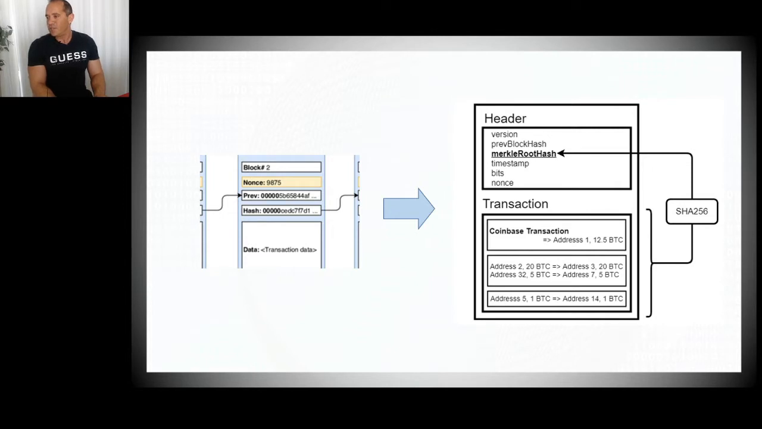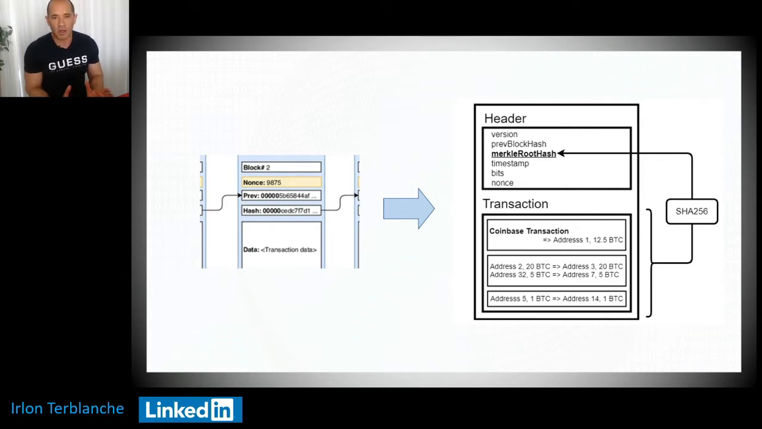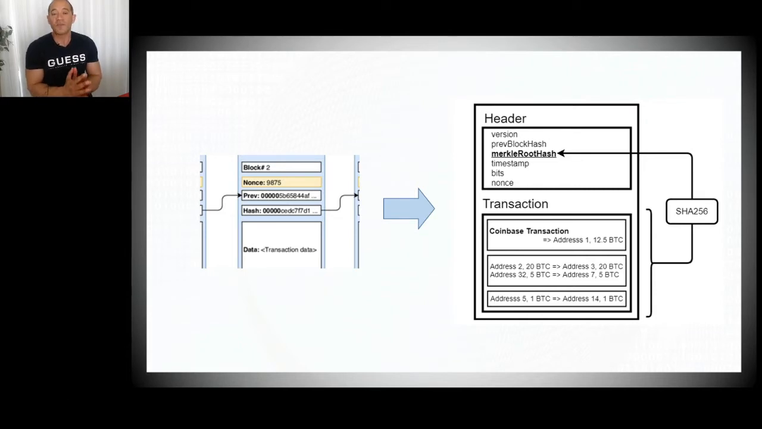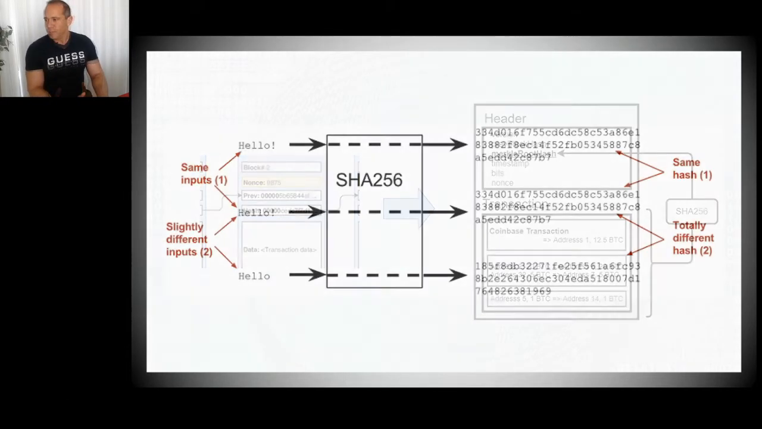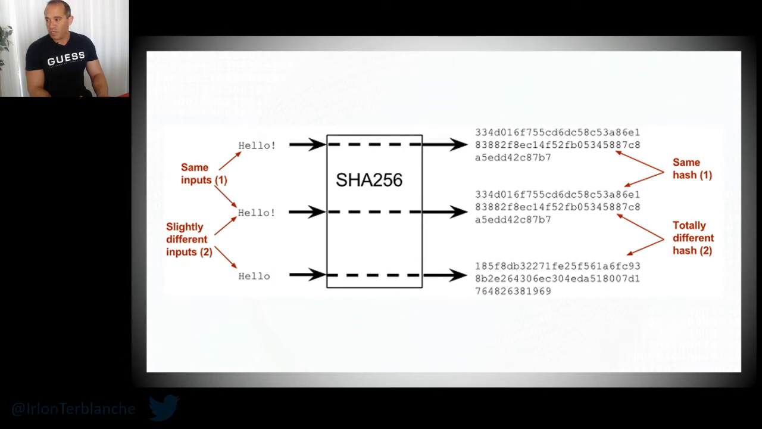So in this particular example here, when you drill down into a little bit more detail, you will see that one of the fields in the header is a hash of all of the transactions in that particular block. And the main takeaway here really is that you cannot alter the contents of any block without also having to modify all of the subsequent blocks' data. The other thing that we covered in the last video was SHA-256.